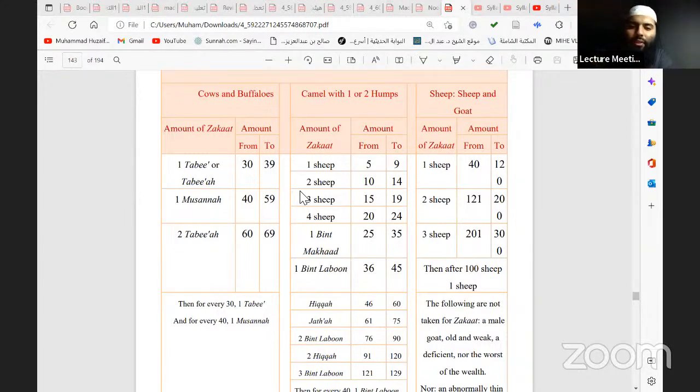If I said to you, I have 17 camels, how many sheep would I give in zakah? 17 camels. Ahsan, 3. Okay, right, now this is where the definitions come into play.